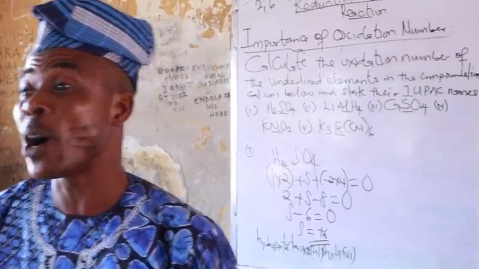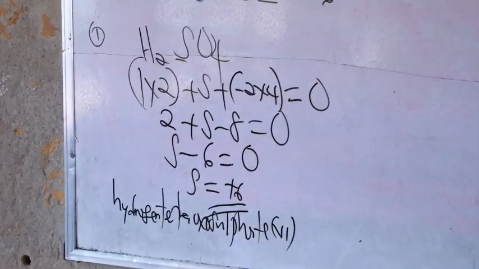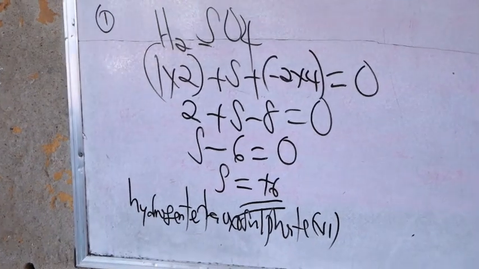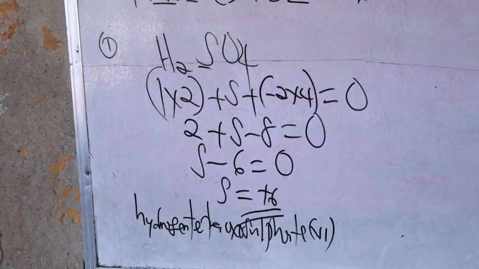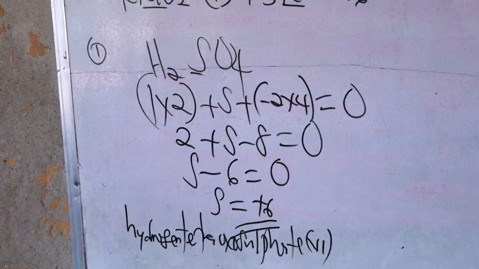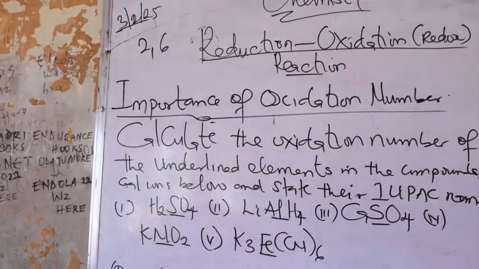So that means if you are to name a compound, if you are talking of an inorganic compound, we also have organic compounds. That is why I say it's used to name inorganic compounds. If you want to name an organic compound, you don't need oxidation number.